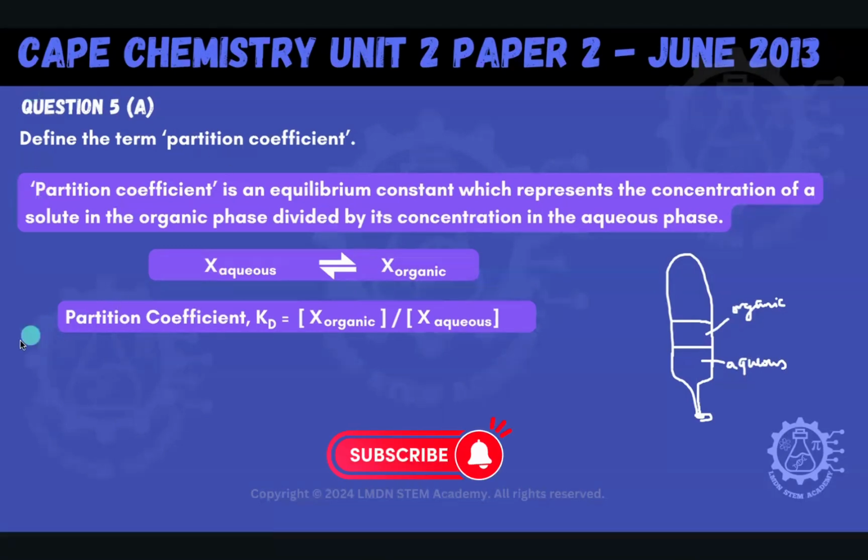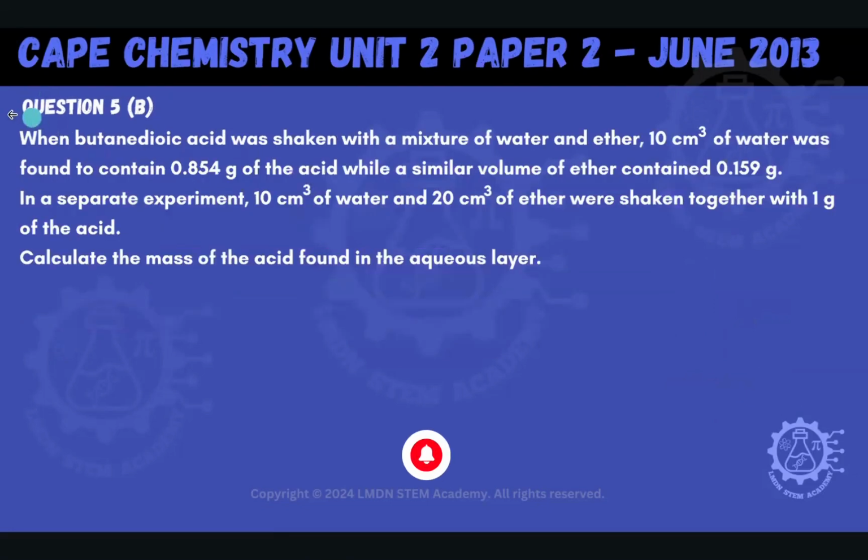We're going to go to part B now. B says that when butane dioic acid was shaken with a mixture of water and ether, 10 cm³ of water was found to contain 0.854 grams of the acid, while a similar volume of ether contained 0.159 grams. In a separate experiment, 10 cm³ of water and 20 cm³ of ether were shaken together with 1 gram of the acid. We're being asked to calculate the mass of the acid found in the aqueous layer.